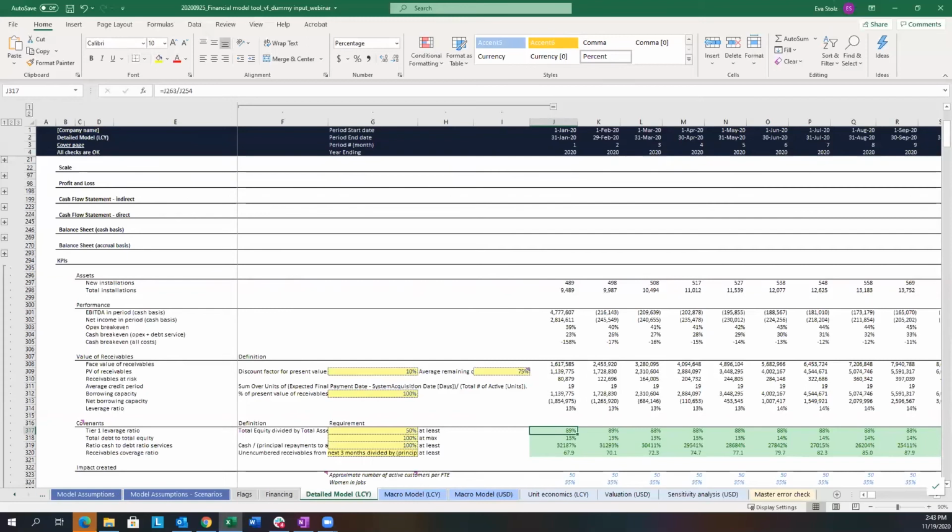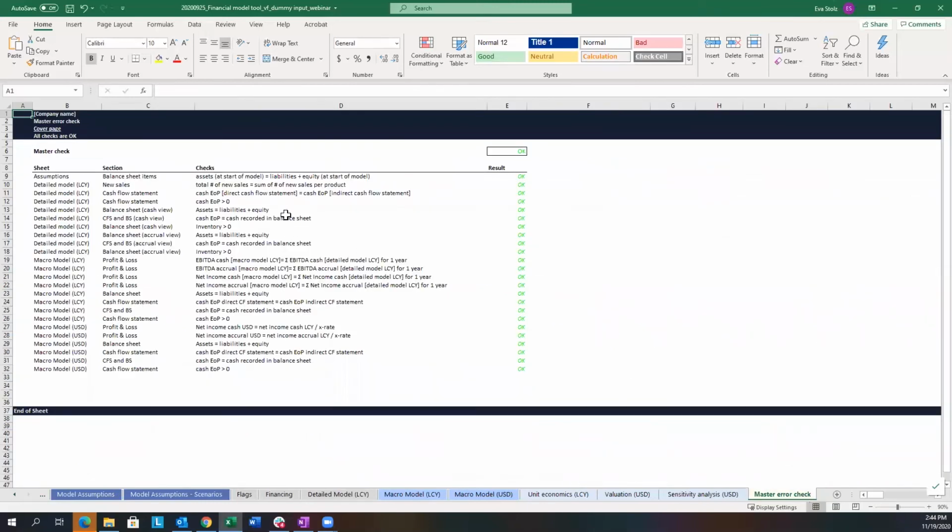Then another example that I wanted to show is the master error check. So basically what this sheet does, as I explained before, is contain error checks on some of the most common errors, such as the assets not being equal to the liabilities and equity, or the cash at the end of the period not being positive, or the yearly EBITDA in the macro model not adding up to the monthly EBITDA for the same period in the detailed model. And now what this does is, whenever all checks are okay, you can see the message here in this cell that all checks are okay.